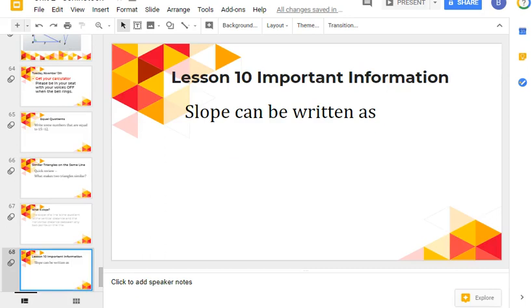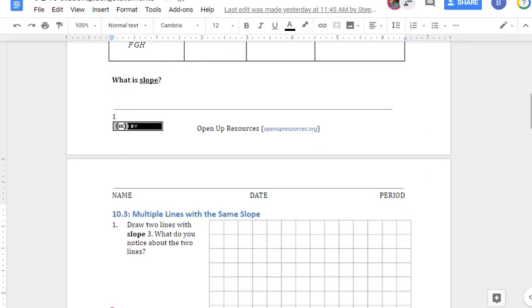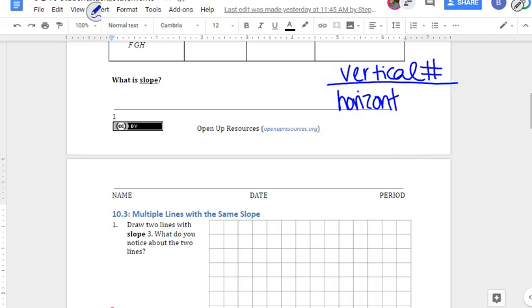So I'm also going to add in here back on your notes. So it's the vertical number of the triangle over the horizontal side. And remember that vertical is up and down and horizontal is left and right. Okay, so add that in to your definition as well.